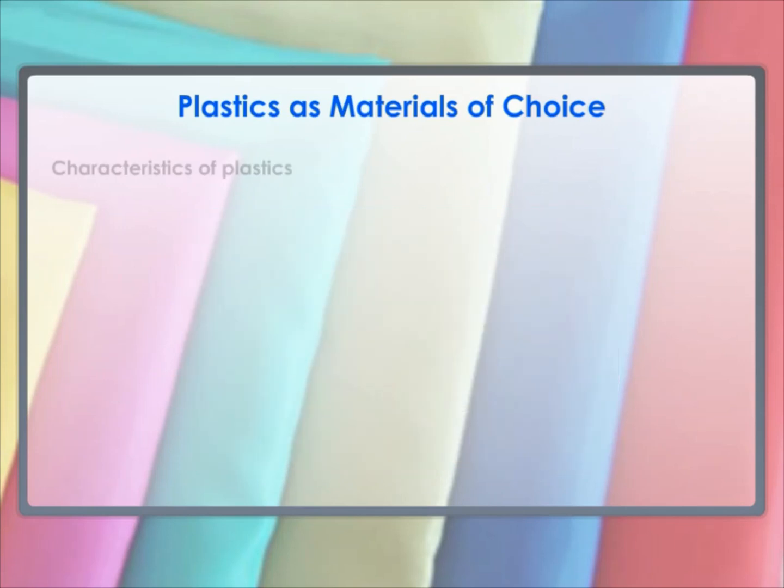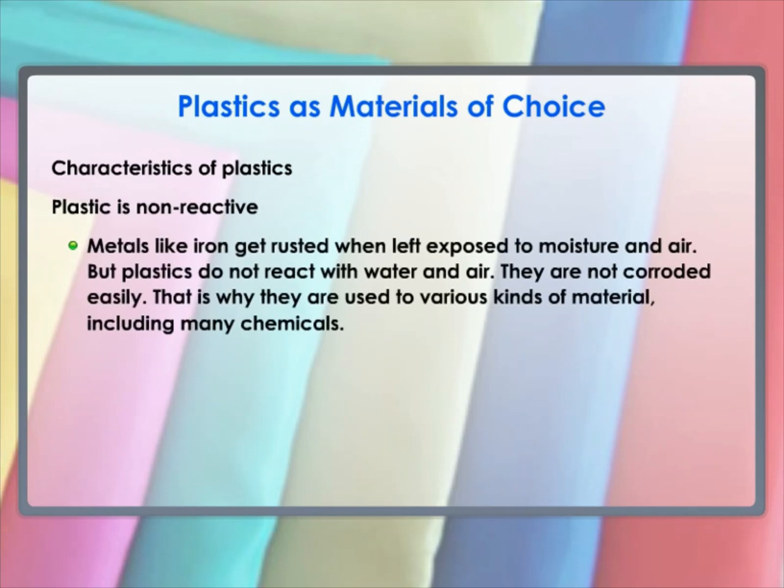Now let us discuss the characteristic properties of plastics. Plastic is non-reactive. We know that metals like iron get rusted when left exposed to moisture and air. But plastics do not react with water and air. They are not corroded easily. That is why they are used to store various kinds of material, including many chemicals.